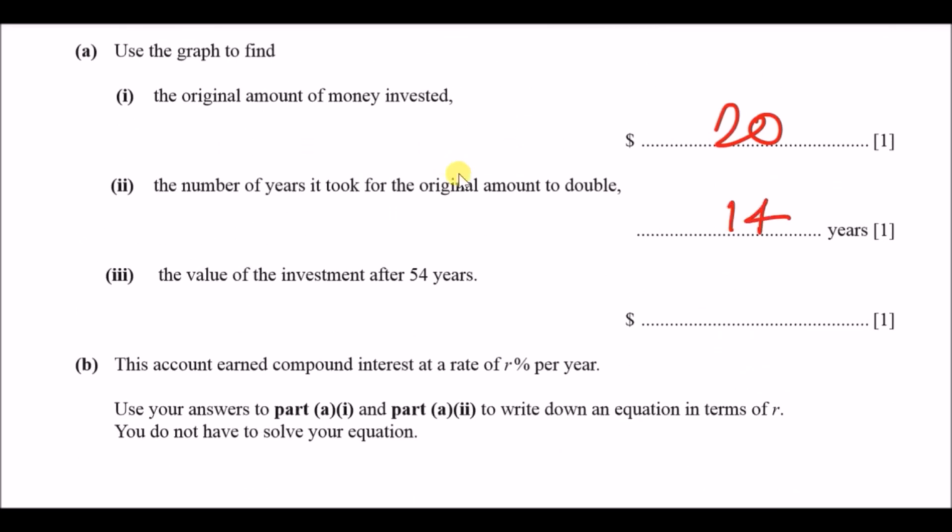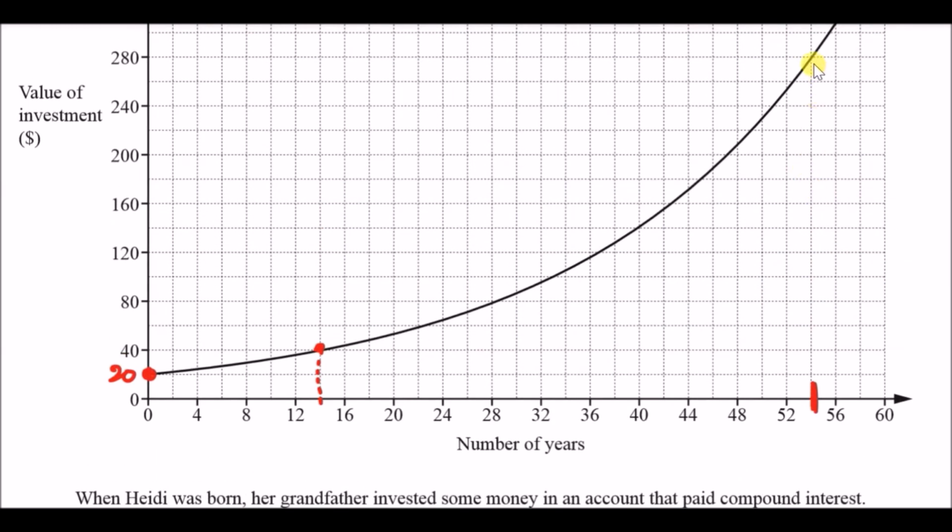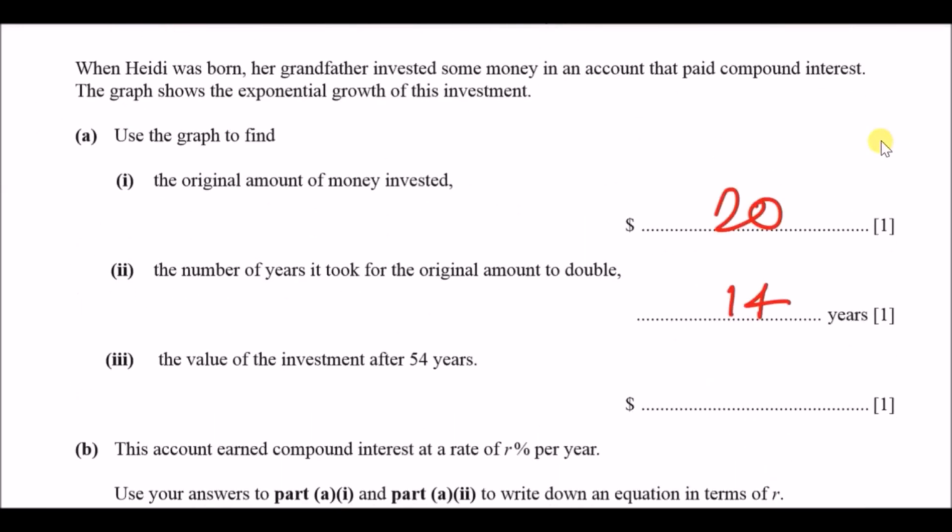Okay, easy. Now use the graph to find the value of the investment after 54 years. So we just have to go straight to 54, which occurs around here. And going upwards, 54 years is over here, this mark here. And that's equivalent to 280. Alright, not bad.